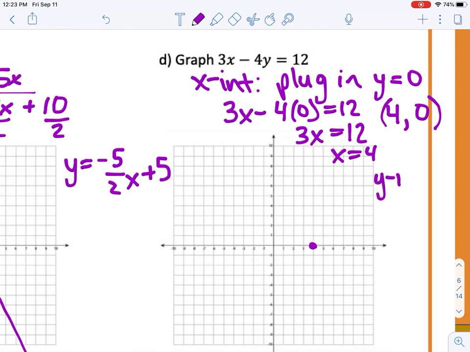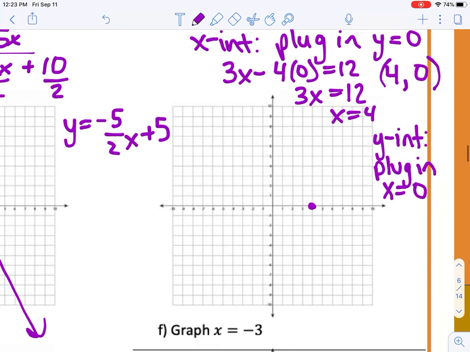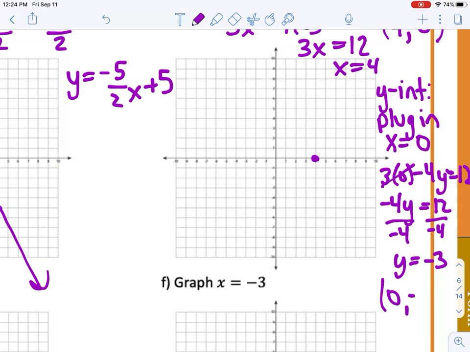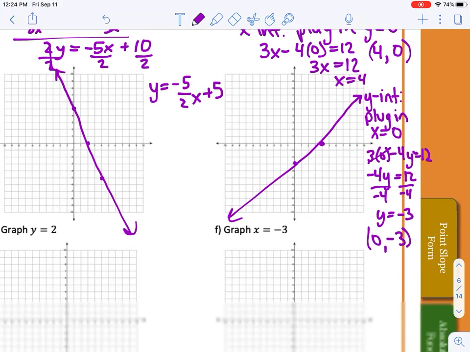To find the y-intercept, we know our x must be 0. So plug in x equals 0. So we have 3 times 0 minus 4y equals 12. We solve. Minus 4y equals 12, divided by negative 4. Divided by negative 4. Y must equal negative 3. So we have 0, negative 3 is another coordinate. So we plot that. This time we only need 2 points. And we can draw a line between them.